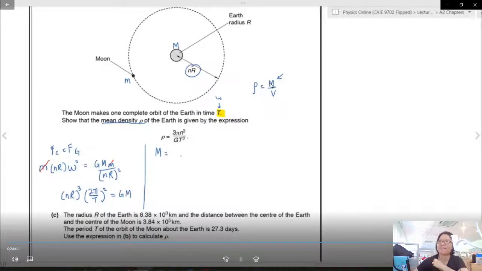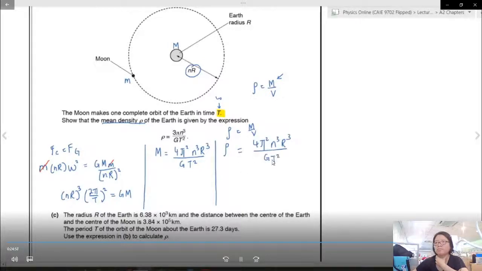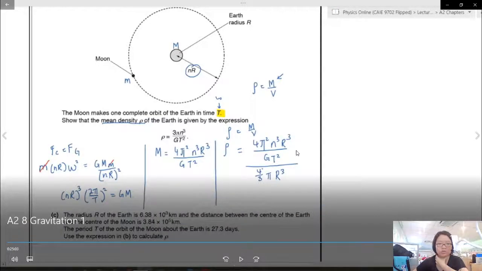Okay, so I think I can find the mass. If I can find the mass, I can substitute inside here. And if I can substitute inside here, then my work is done. So to find the mass, I will rearrange and I get 4 pi squared over n cubed r cubed over G t squared, being very careful. So mass over volume. Volume of a sphere is 4 over 3 pi r cubed. Not (nr) cubed, but why? Darling, it's the volume of this Earth, not the volume of the orbit.